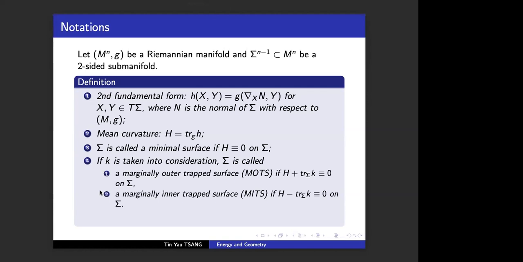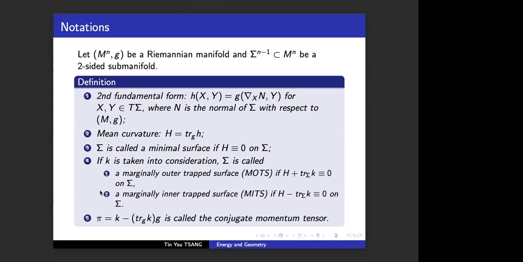So the meaning of this marginal trapped surface is the following. H stands for the variation with respect to the space-like normal, and K stands for the variation with respect to the time-like normal. Altogether, space-like and time-like give the light direction. So it means that along the light direction, there is not much variation, in the sense that even light cannot escape. So it is a model for an apparent horizon.